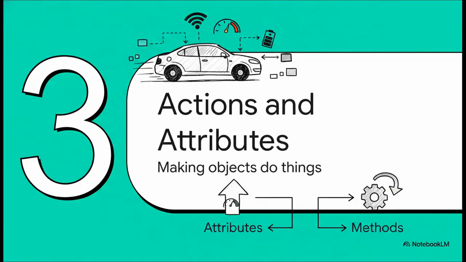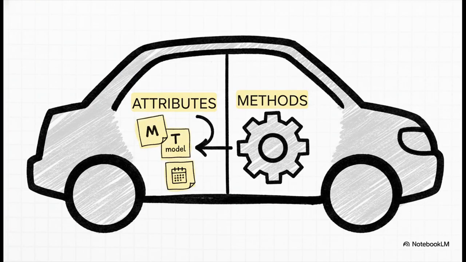Okay, so our cars are no longer just concepts. They exist, they have data, but what can they actually do? A real car does more than just sit there. This is where attributes and methods come into play. So the data, the make, model, and year, those are its attributes. They're the things an object has. And the actions, those are methods. They're pretty much just functions that are attached to the class.